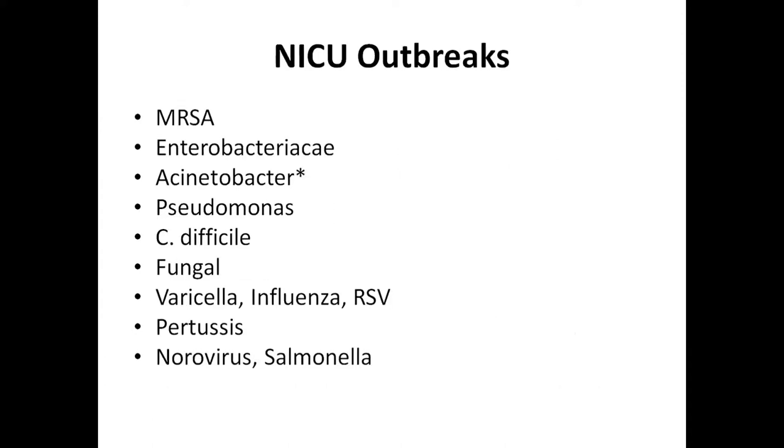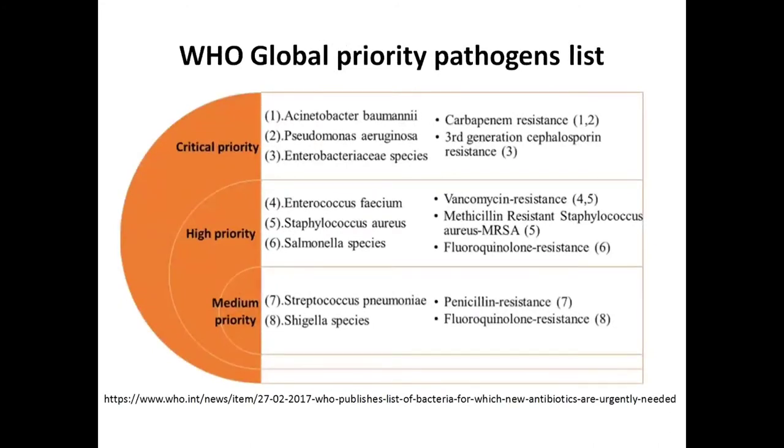So what are the organisms causing outbreaks? The important thing to realize is that many NICU outbreaks are caused by resistant pathogens, and there remains limited choice of antimicrobials. The important organisms are methicillin-resistant Staph aureus and Enterobacteriaceae, among which the important ones are E. coli and Klebsiella. Acinetobacter, again, more and more cases are being reported from various hospitals. Pseudomonas, Clostridium difficile, fungal outbreaks, varicella, influenza and RSV. Even pertussis outbreaks have been reported from neonatal units, and diarrhea causing outbreaks like norovirus and salmonella. So these are the various organisms which lead to outbreaks in NICU. WHO has published a list in 2017.